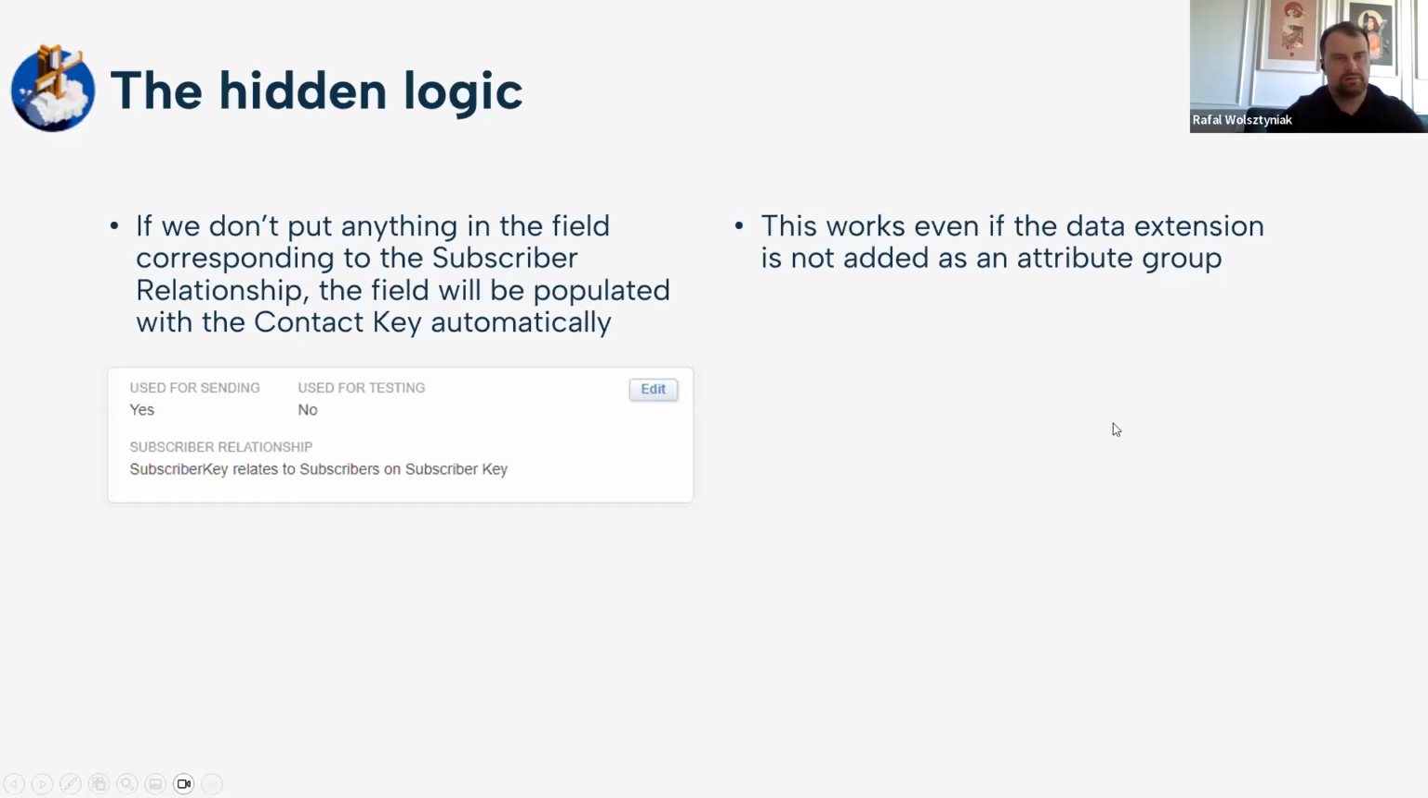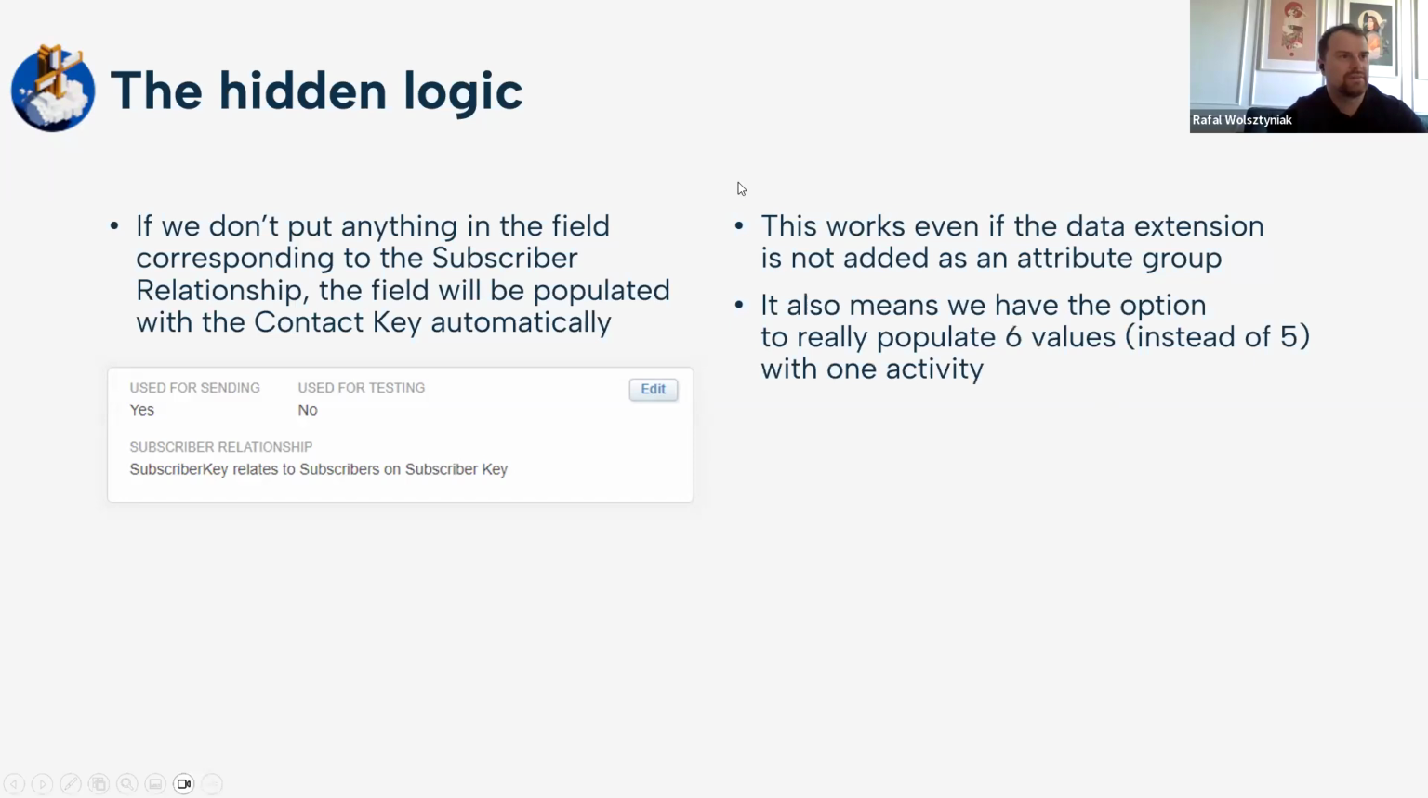Yeah, and as I mentioned, the data extension doesn't need to be added to the attribute group for this to work. This was also nicely described by Nobuyuki Watanabe. But it also means that while I told you first that we have the limitation of pushing 5 values into the data extension, this will mean we have 5 of those defined explicitly, and the 6th one being the subscriber key. So actually 6 values can come from one single update contact activity.